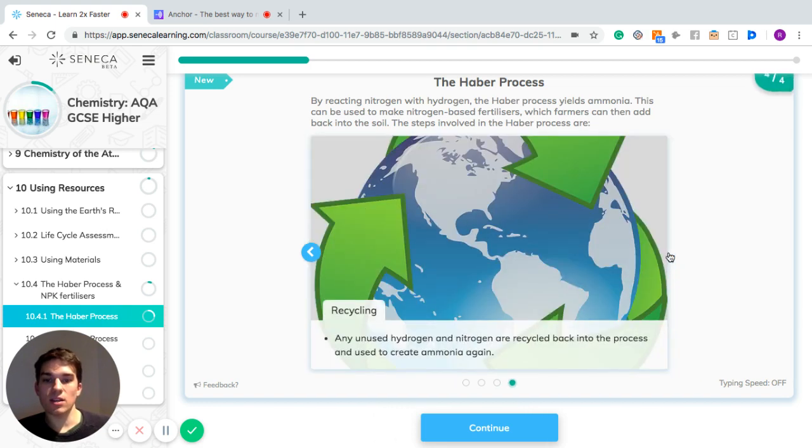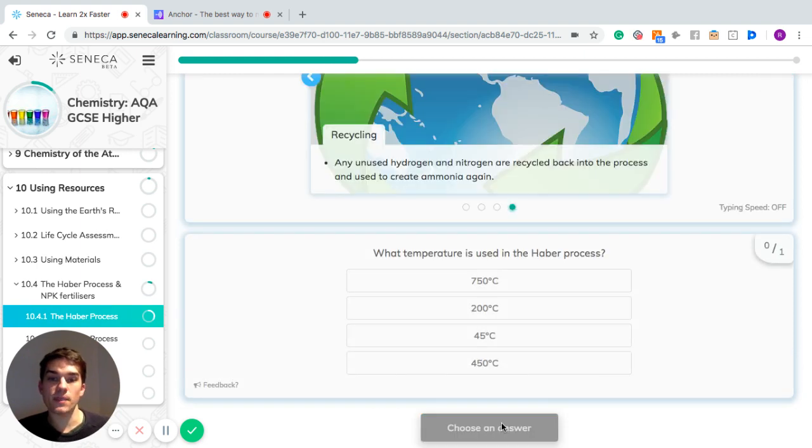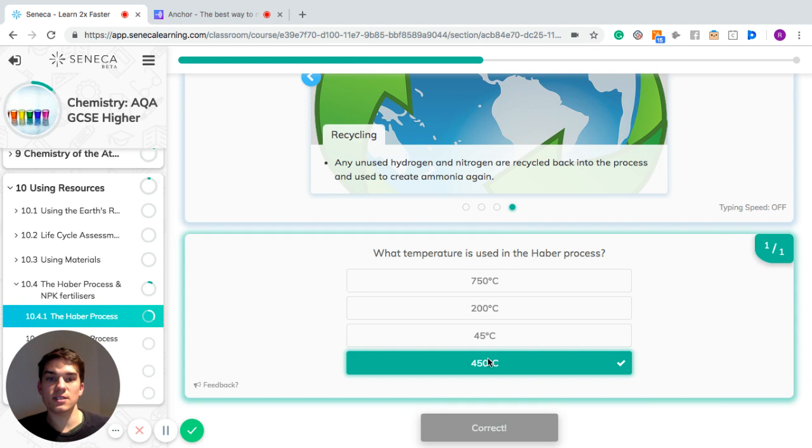And the unused hydrogen or nitrogen from the reaction can actually be recycled back into the process and used to create ammonia again. So it can be recycled and reused. So what temperature is used in the Haber process? Remember, that's 450 degrees centigrade.